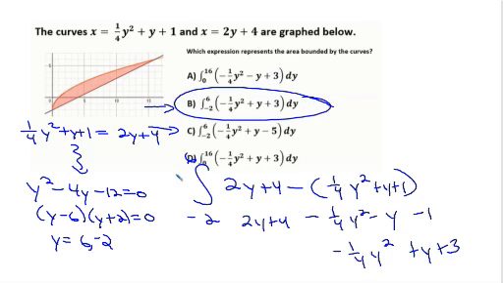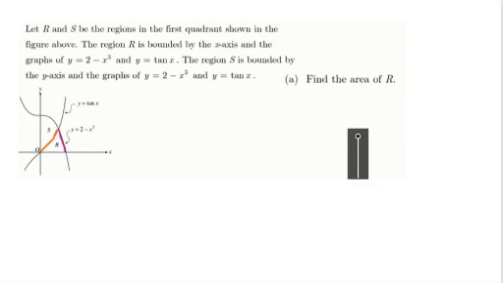All right, let's take a look at one more problem before we wrap up. Let R and S, we talked a little bit about this one yesterday, be the regions in the first quadrant shown in the figure above. The region R is bounded by the x-axis and 2 minus x cubed and tangent of x. All right, so it's actually easier with respect to y to find this little area in here.